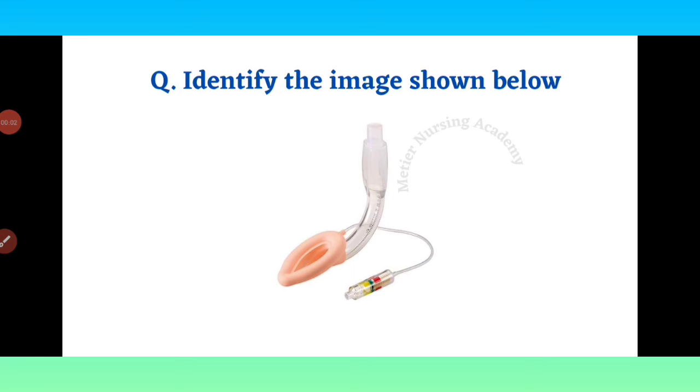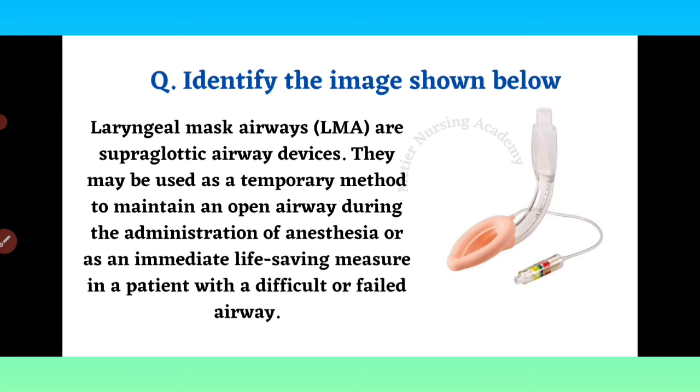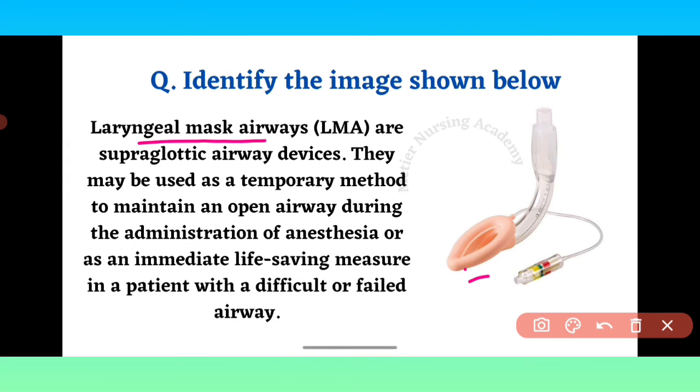Identify the image shown below. Here they have given an image and they are asking what is this. It is a very commonly asked question. Many times they have asked this image based question in the exam. This is nothing but laryngeal mask airway. Laryngeal mask airway. So this is one type of supraglottic airway device.